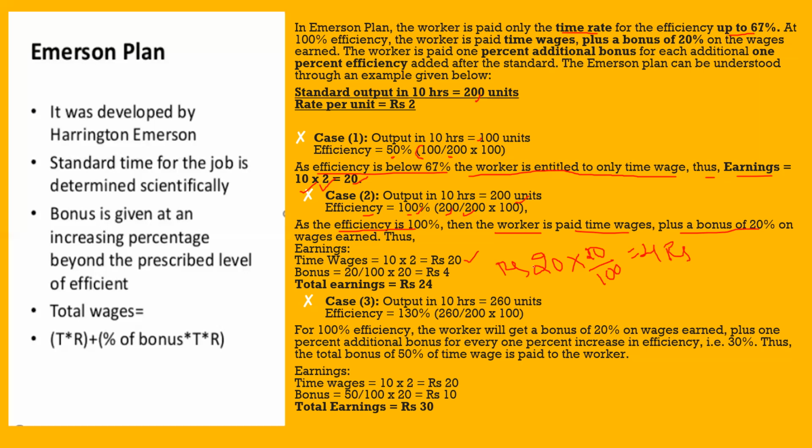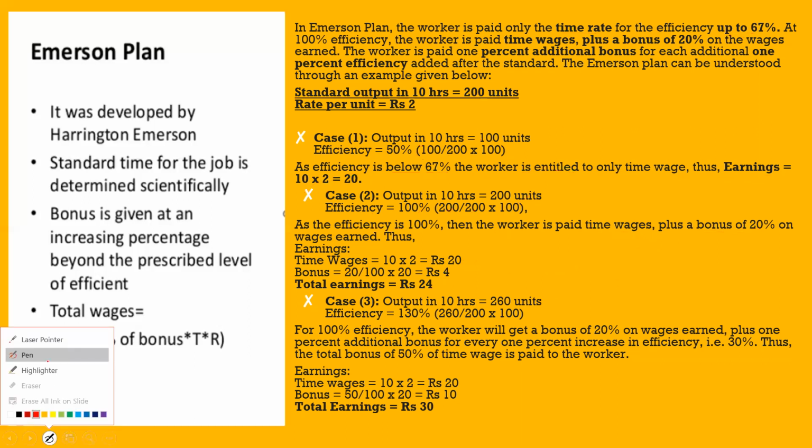You can check that. Okay, so 20% of the 20 rupees is 4 rupees. Here the 20 rupees plus 4 rupees is 24 rupees, his overall total earnings for 100% efficiency. In case of output in 10 hours is 260 units. 260 units, obviously it is more than the standard output, right? So when it is more than the standard output, the efficiency level is 130%.